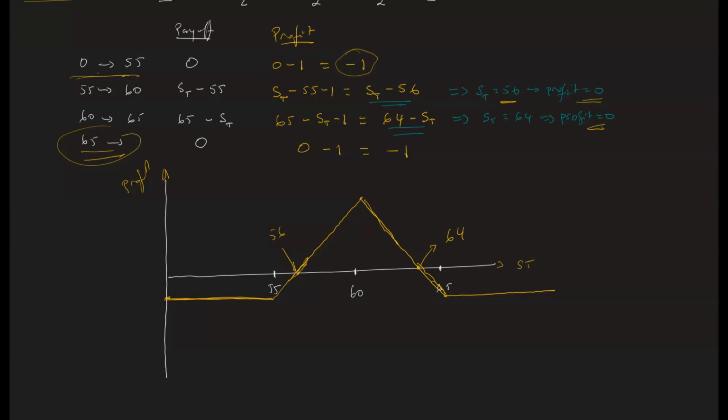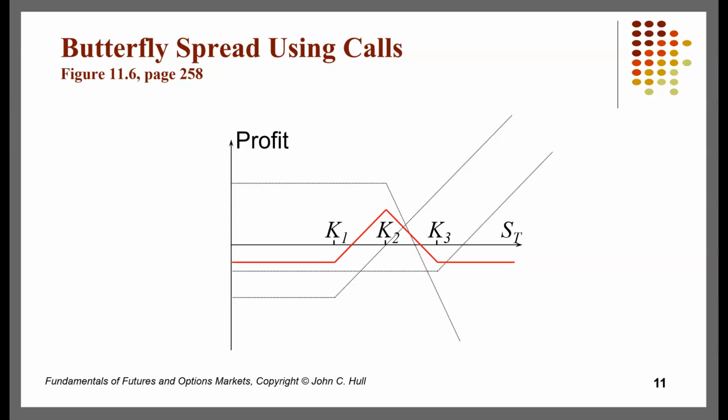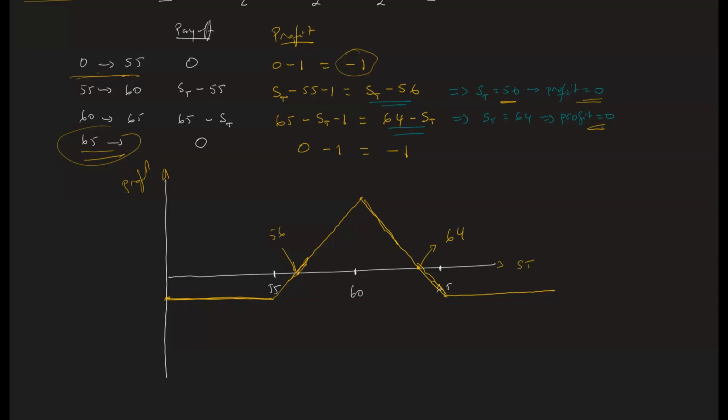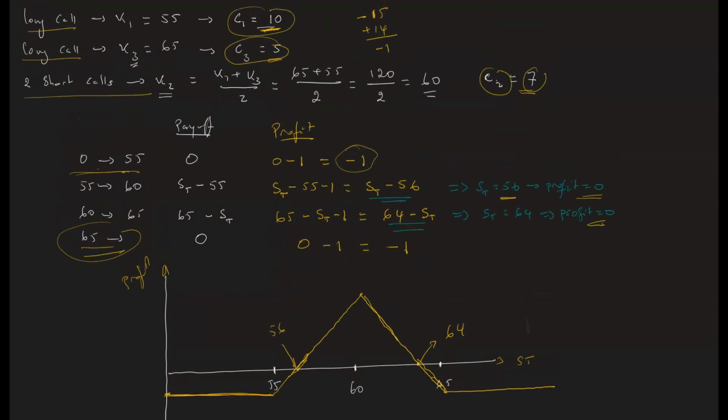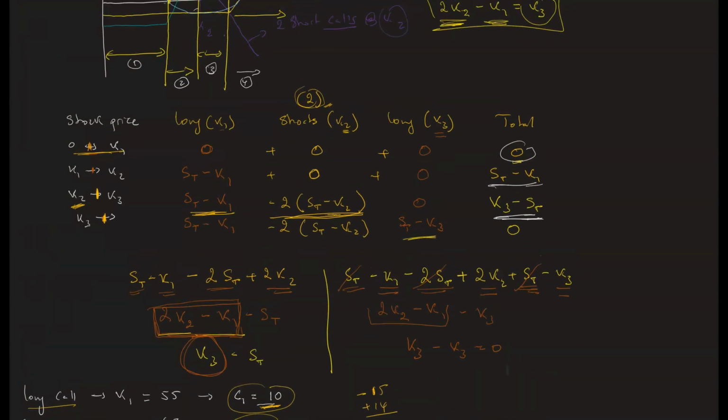So if we go back to the slide, we would see exactly what our butterfly spread looks like using calls. And what we have is the minus 1 that we had here, and then the minus 1 that we have above the 65. So that would be our 65. That would be our 55. This would be the 60. And we have this peak here. That's why we refer to this as a butterfly. I guess it's because it looks like a butterfly here. So this is our butterfly spread using calls.